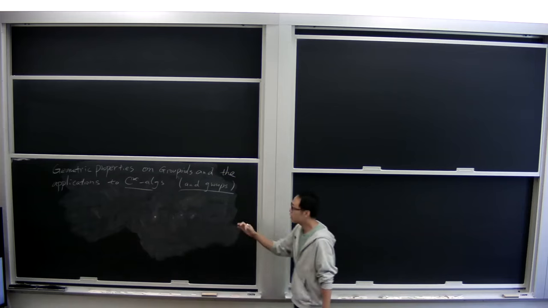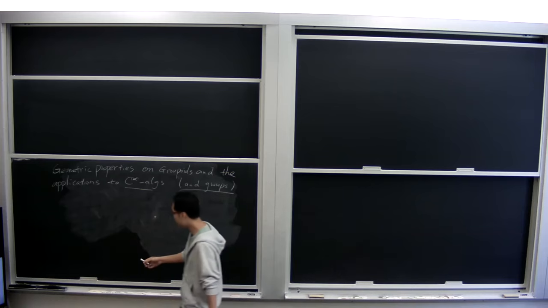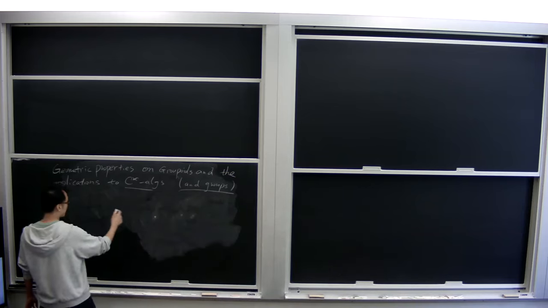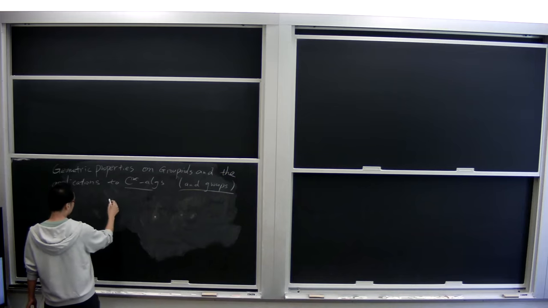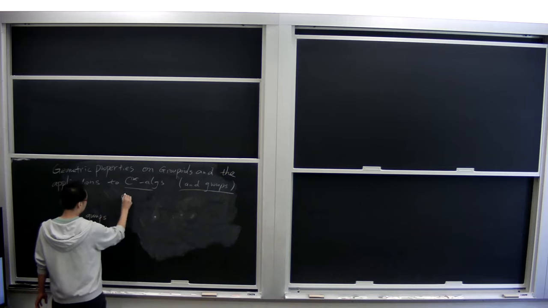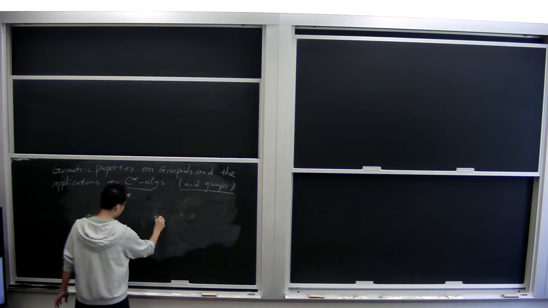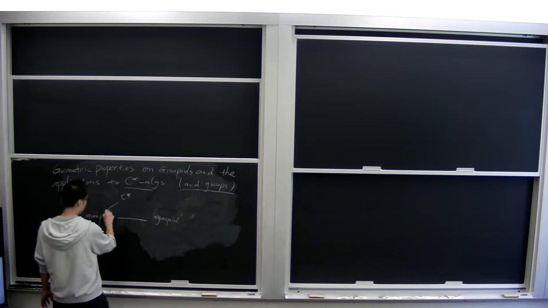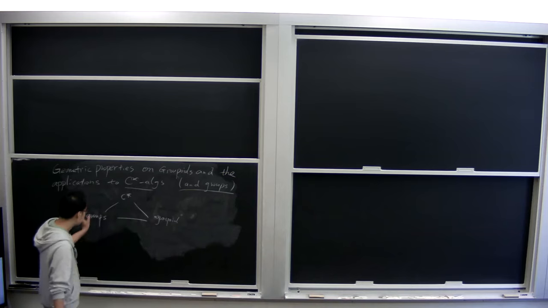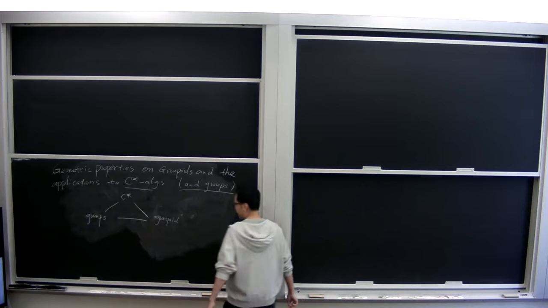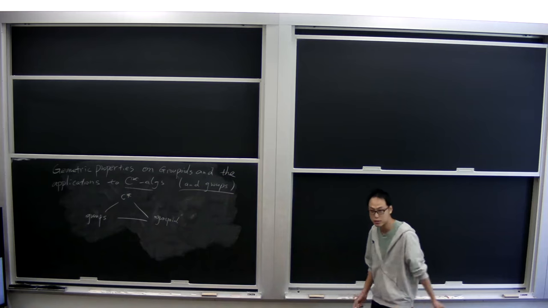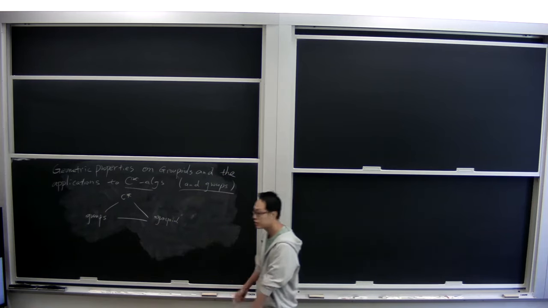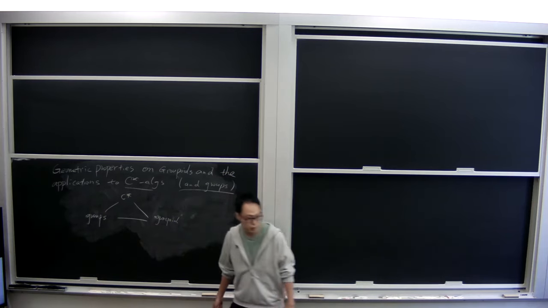So actually, here's a triangle that I will present. I will also present it later. So you have groups here, and you have C*-algebras here, and you have groupoids here. Okay. So the studies of these three objects are intertwined, so they also affect each other. So we will see this later.